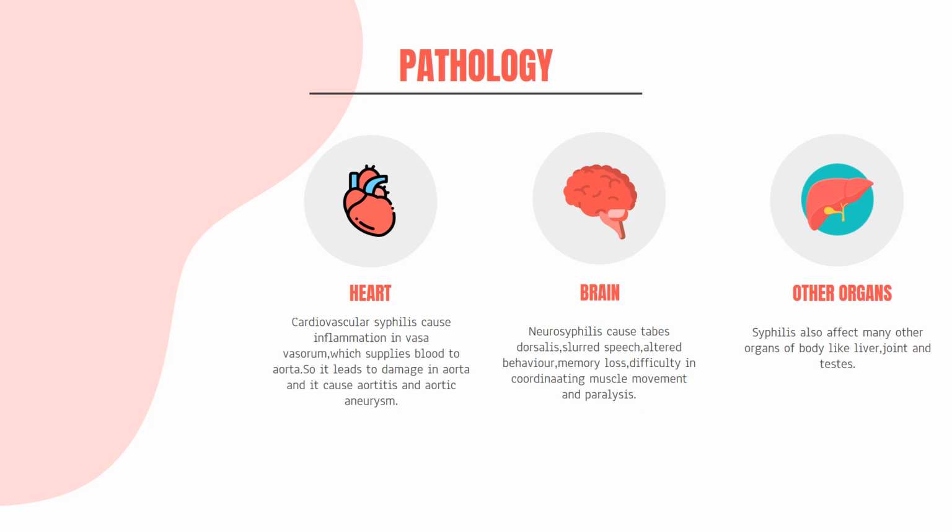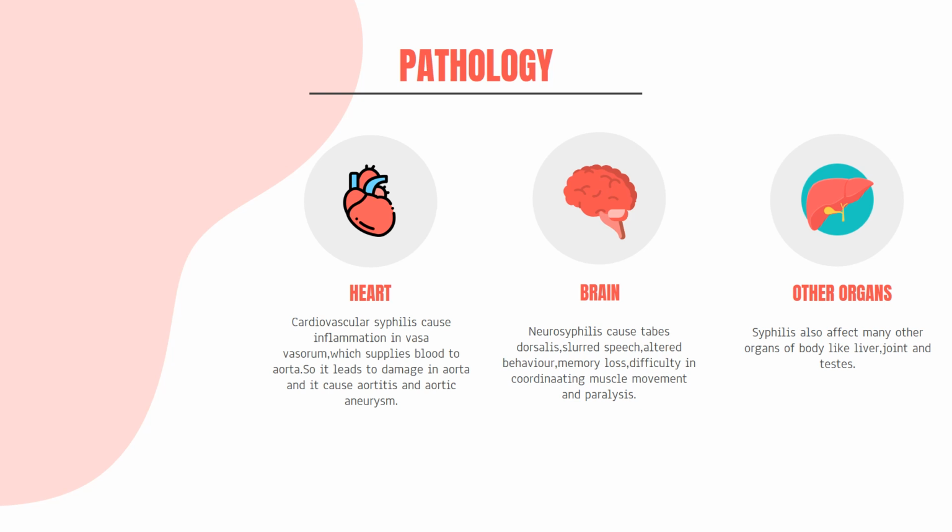Pathology. How can Treponema pallidum infection or syphilis affect our body? So first one is the heart. In the heart, it causes inflammation in the vasa vasorum, which is supplying blood to the aorta. So it is obvious that it can cause damage to the aorta. It causes aortitis, inflammation of the aorta, and aortic aneurysm, a bulge or rupture in the aorta.